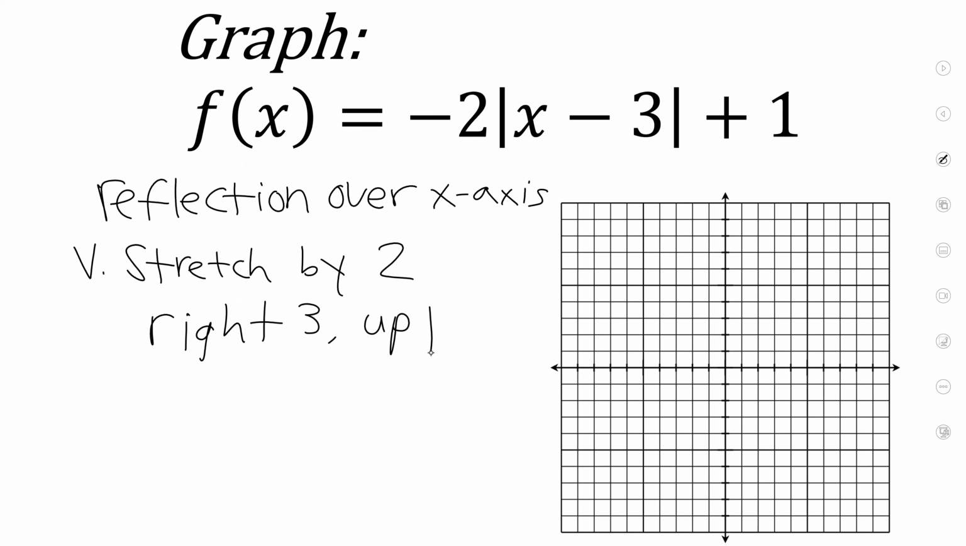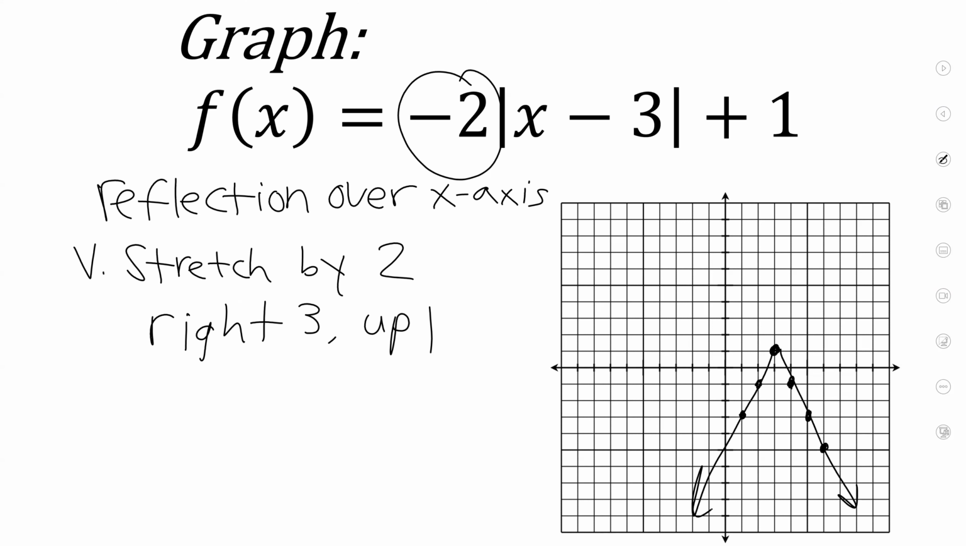Let's graph it. So I'm going to start, you always start here at your vertex, and it goes right 3, up 1. That is right there. Okay? And now, guys, this is my slope, the -2. So I'm just going to go down 2 over 1. Down 2 over 1. So this is one side. And then just follow the pattern on this side to create your V shape. So that is your equation. Make sense?